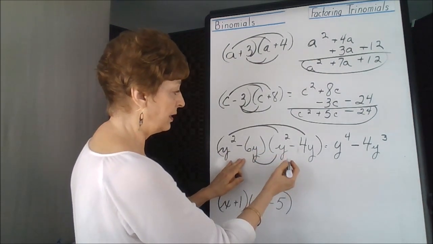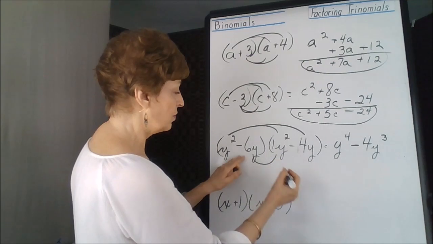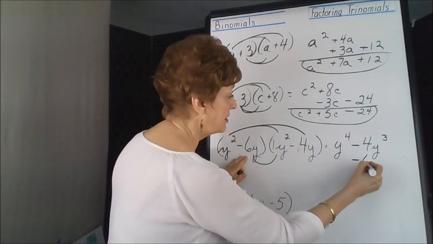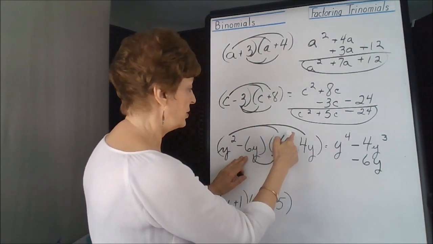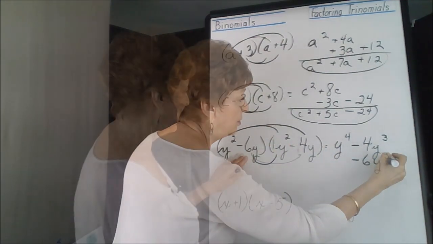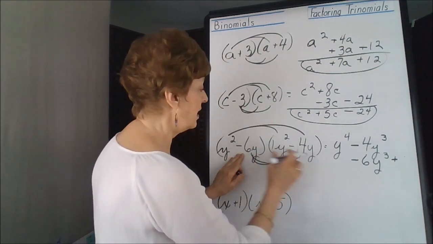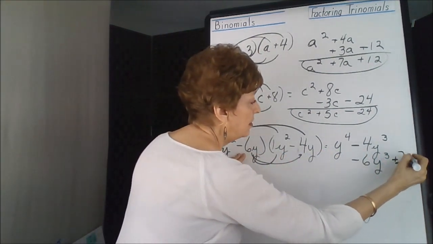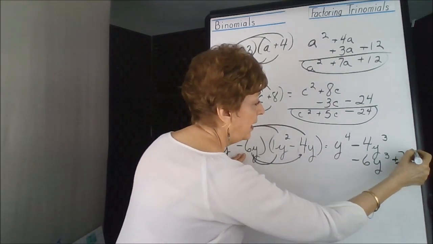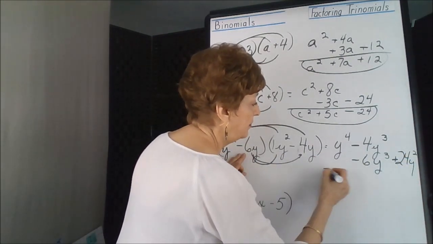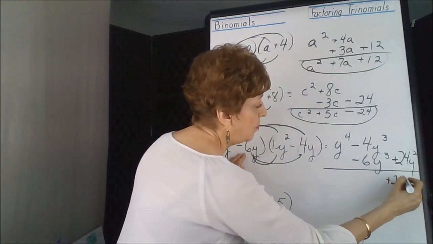Whenever we see just a plain letter, it means 1. So 6 times 1 is a negative 6. Y, 1, 2, 3 of them. Cubed. Negative times a negative is a positive. 6 times 4 is 24. And we have 2 y's there, so it's y squared. Positive 24y squared.